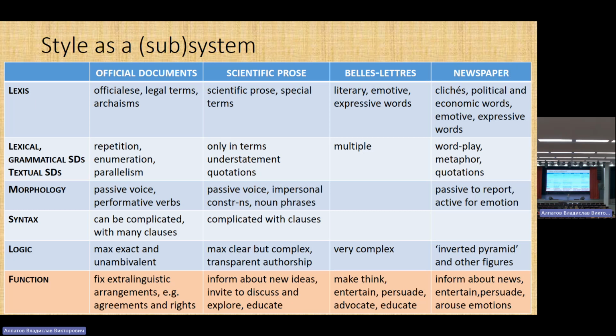Now, the belles-lettres style. As you remember, it includes literary, emotive, and expressive words. There are multiple stylistic devices. All the stylistic devices that we discussed are in the belles-lettres style. There is nothing specific about morphology. It can jump and leap and do all things it wants. Syntax, the same. Logic is very complex because the text in belles-lettres can start with previous events, or it can start with the future and then go back. There can be flashbacks. There can be like gap sentence links. So the logic is really, really very complex.